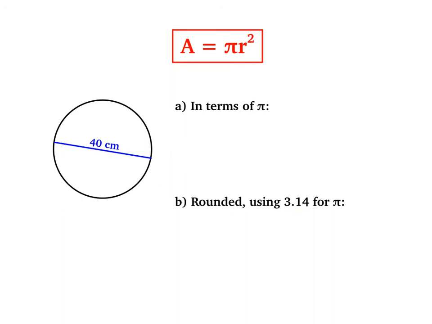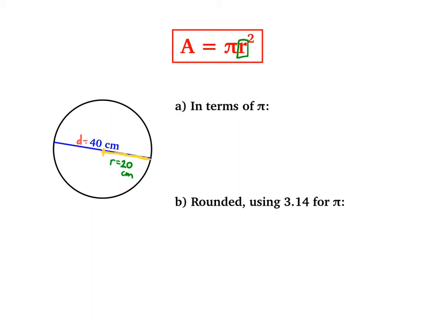Now this example is slightly different. If I look at my circle, I see that the line I'm given goes all the way across. So what this means is that 40 centimeters is my diameter. Now, unlike circumference, I don't have a separate formula for area. I only have pi r squared. So that means in order to find it, I need the radius. So if the diameter is 40, the radius would be half of that because the radius only goes halfway across. So in this example, my radius would be 20 centimeters. So 20 is what I'm going to plug in for my r in the formula, not 40.